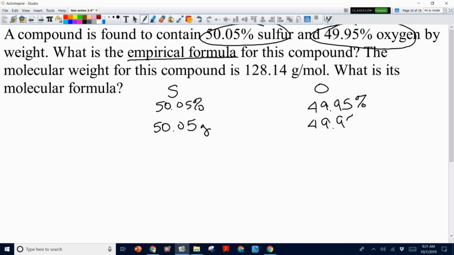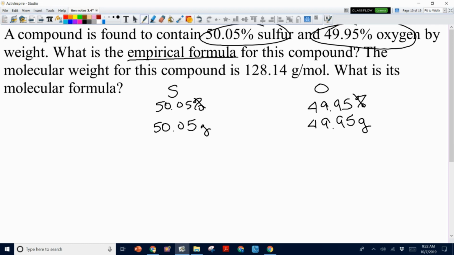It's the same number, only we drop the percent off and we put grams. So percent to mass, because what we're doing here is we're assuming we have 100 grams. Since it's 100%, if you add those two up, you get 100%. We're assuming 100 grams, and that's how we can change the percent to the grams. All right, so percent to mass, mass to moles.